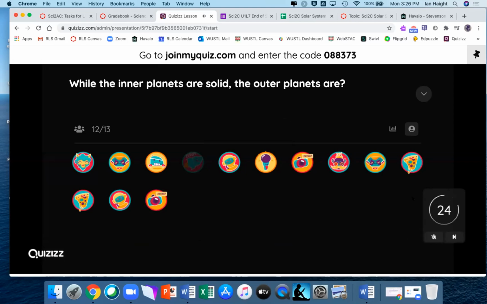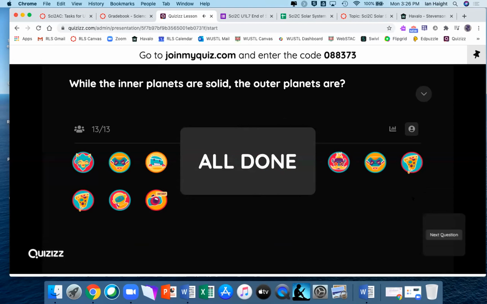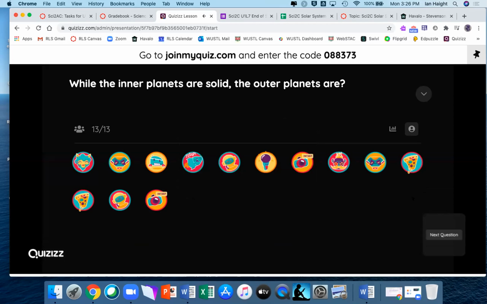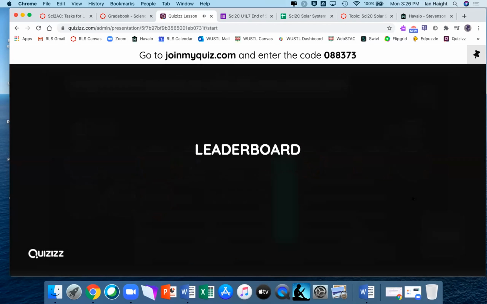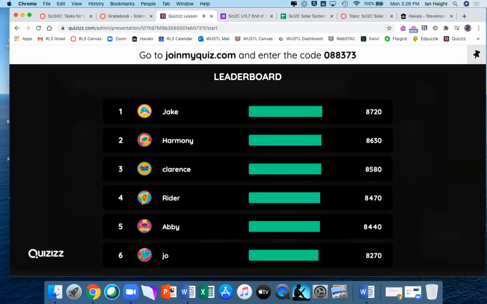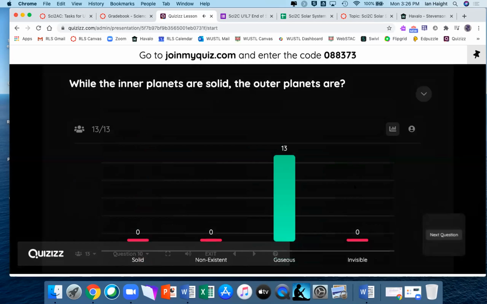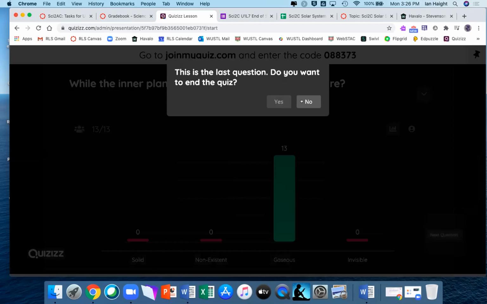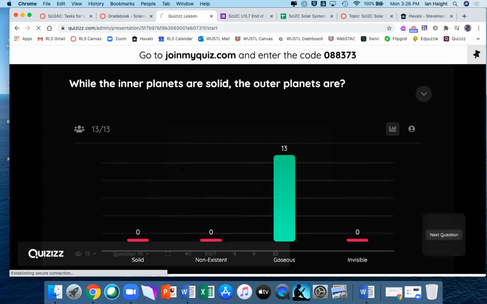Well, the inner planets are solid, the outer planets are... Again, this is kind of a repeat question. Way to go, Jake. Yes, outer planets are gaseous, hence they are called the gas giants.